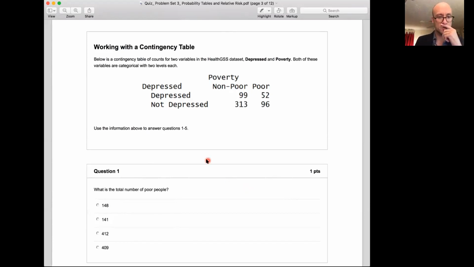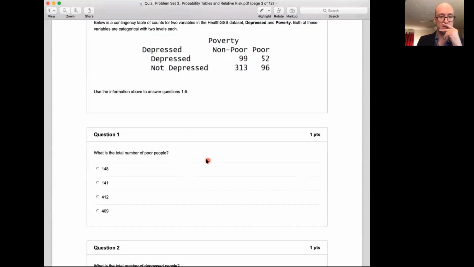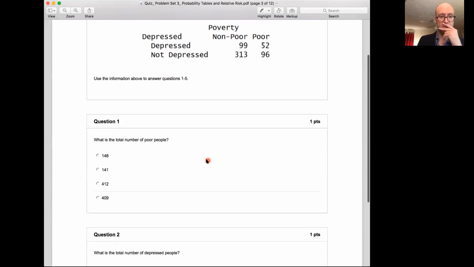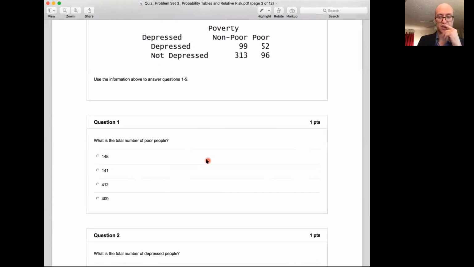Okay, so what are the total number of poor people? That's 96 plus 52. This is where some guesswork comes in. If you don't know the answer, you can also use some logic here. This is where it gets tricky. We are adding up enough numbers, so if you're not too careful, you could get the wrong answer. So what is that? It's 96 plus 52.